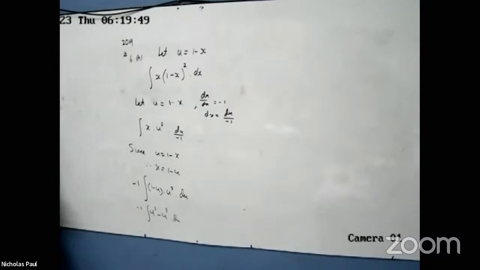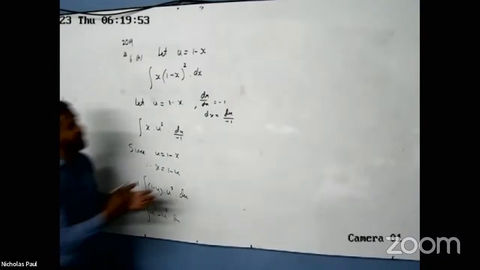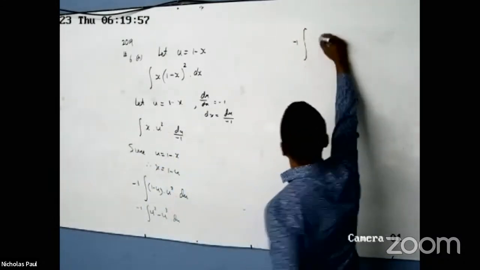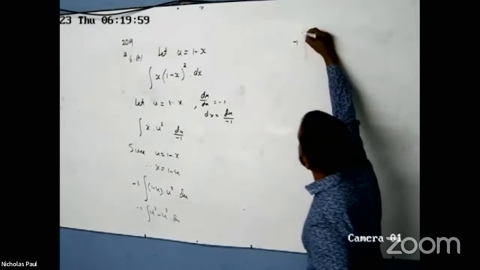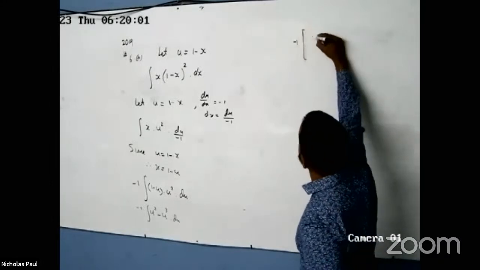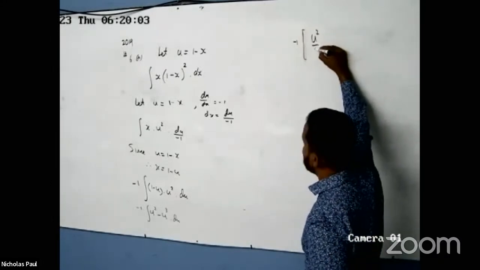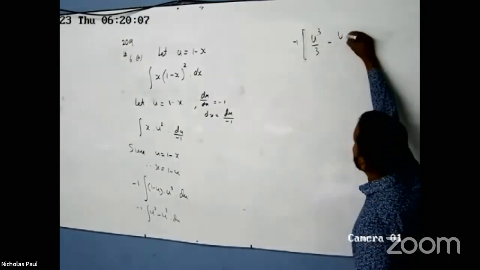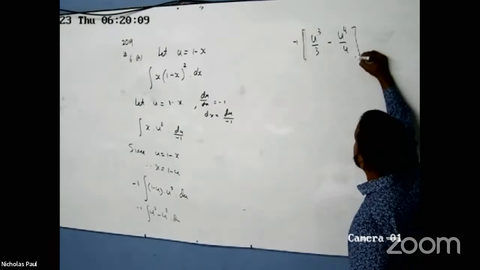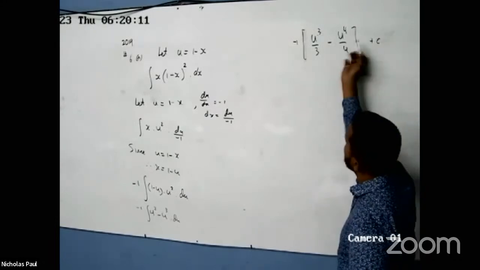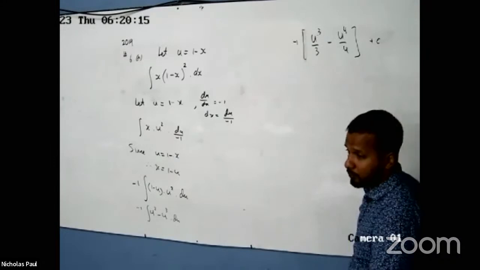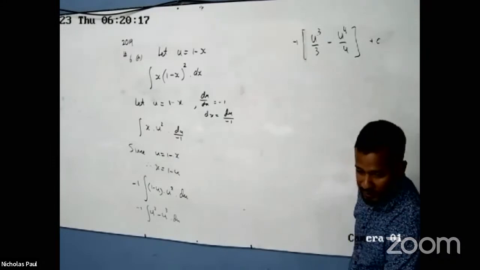That's okay? Are you okay with that? Now I can integrate. So it's -1 by u cubed on 3 minus u to the 4 on 4 plus c later on, right? You can leave it like that or you can multiply it out. Up to you. Questions online?